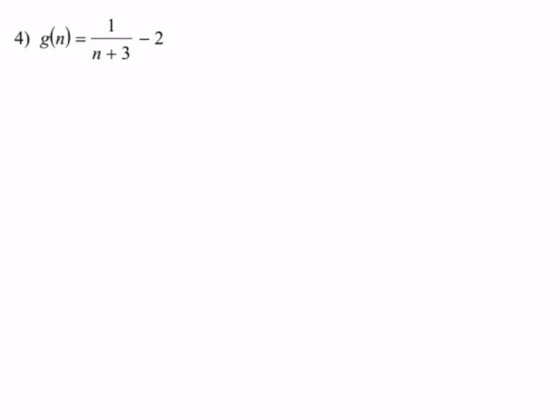So in this case, notice how g of n is just a fancy way of saying y. And n is our independent variable this time, so we'll just call it x. Plus 3, and then minus 2. So I'm going to switch x and y, because that's how we do the inverse. Okay, then we resolve for y. I can see I can subtract 2, so I'll do the opposite and add 2 to both sides. So x plus 2 equals 1 over y plus 3.